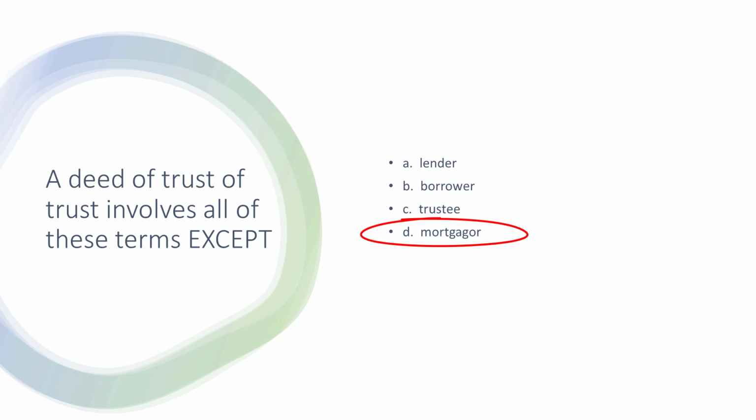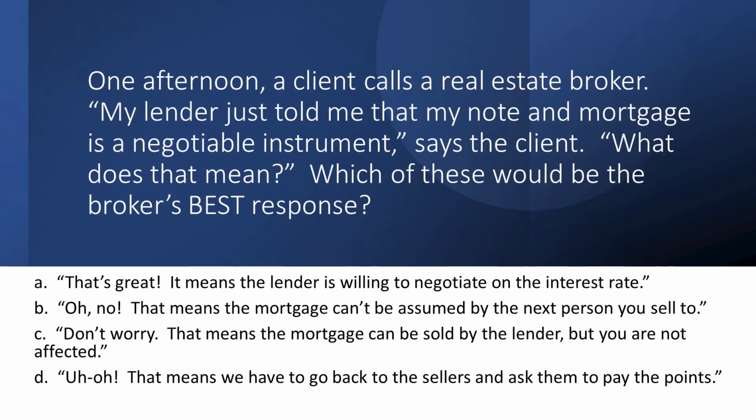Okay, let's move on to our next question. One afternoon, a client calls a real estate broker. "My lender just told me that my note and mortgage is a negotiable instrument," says the client. "What does that mean?" Which of these would be the broker's best response? A. That's great. It means the lender is willing to negotiate on the interest rate. B. Oh no. That means the mortgage can't be assumed by the next person you sell it to. C. Don't worry. That means the mortgage can be sold by the lender, but you're not affected. Or D, uh-oh, that means we have to go back to the sellers and ask them to pay the points.